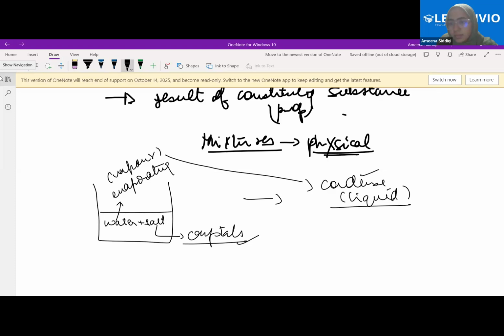Yes, miss. So what is this? This is the simple concept of distillation.